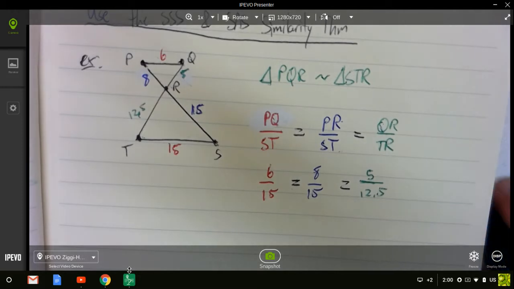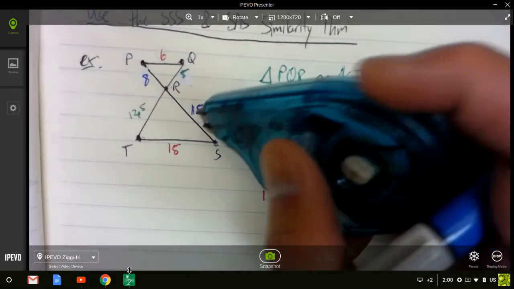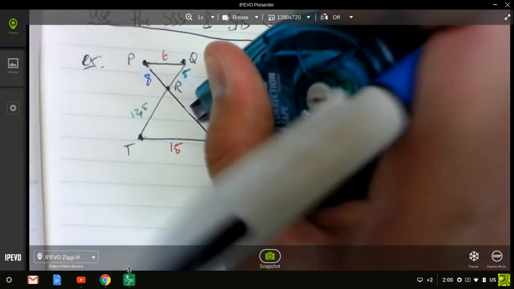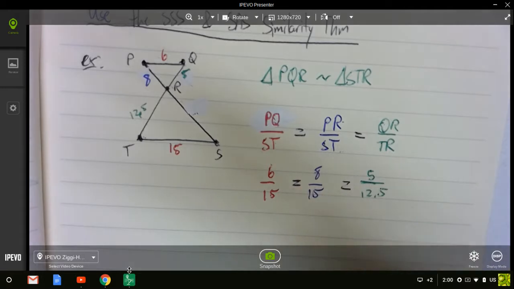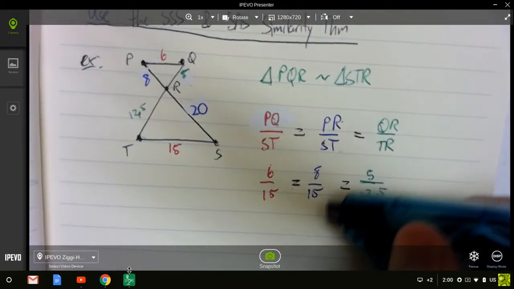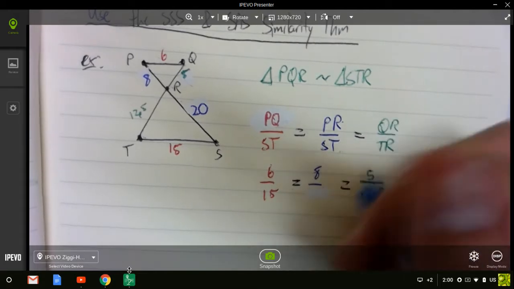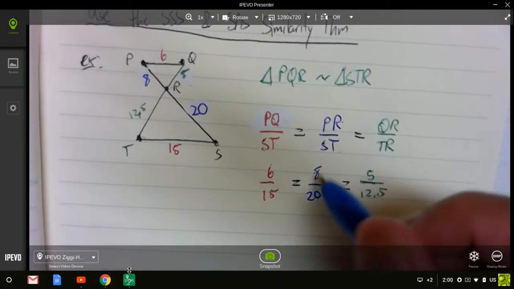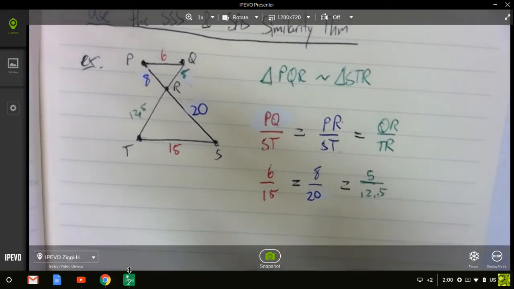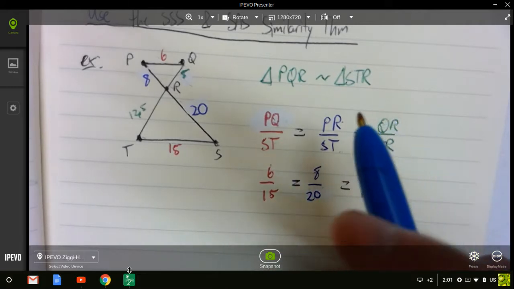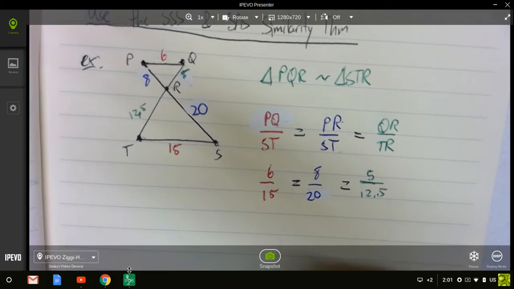Whoops. I apologize, folks. ST, so let's go back. ST, or SR, is going to be 20. So just going back in here, 8 has to be over 20. Okay, so minor fix right there. For anybody picking up on that, nice. That was a good job on you. I'm going to give you guys some kudos for catching that. But yes, they shouldn't have both been 15.